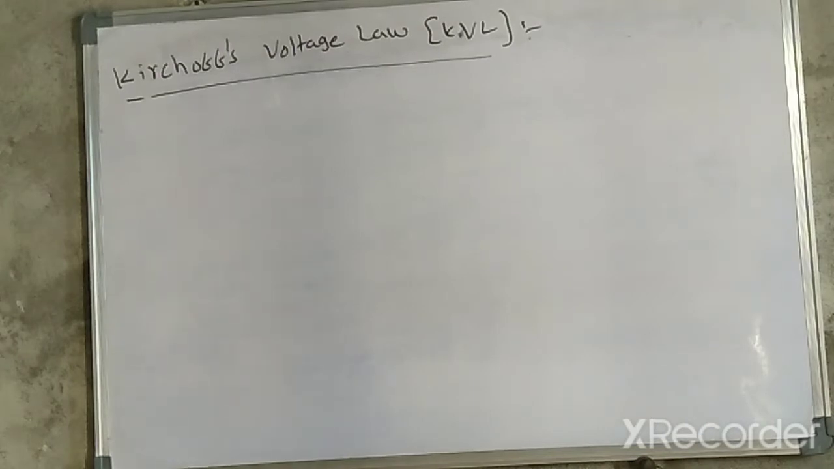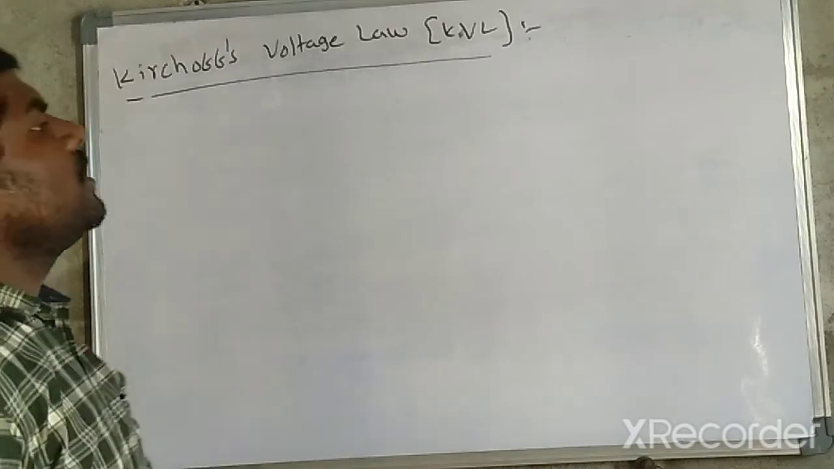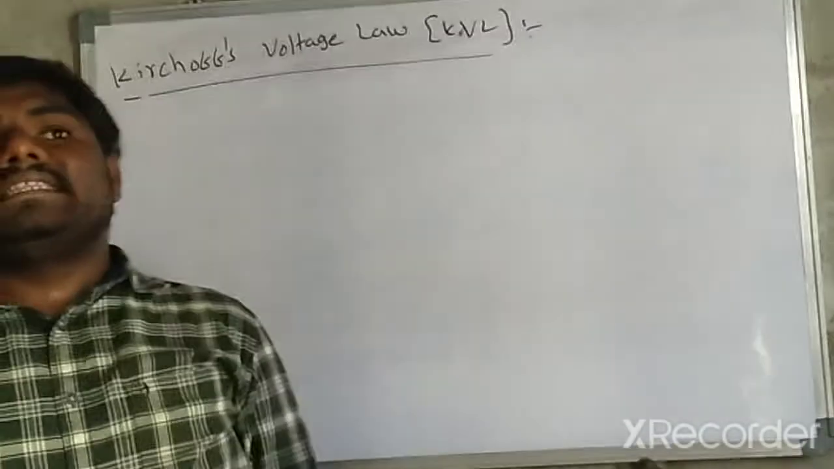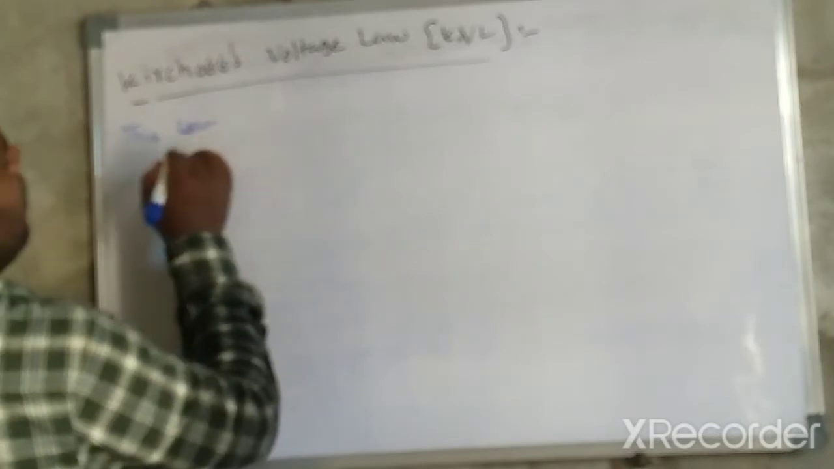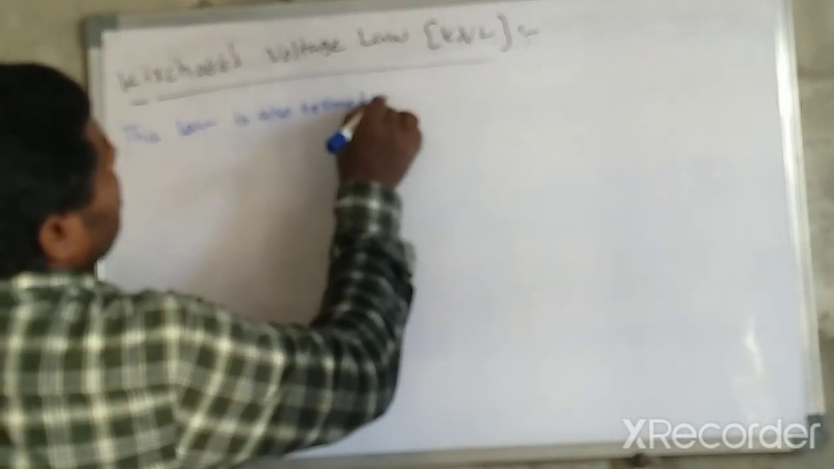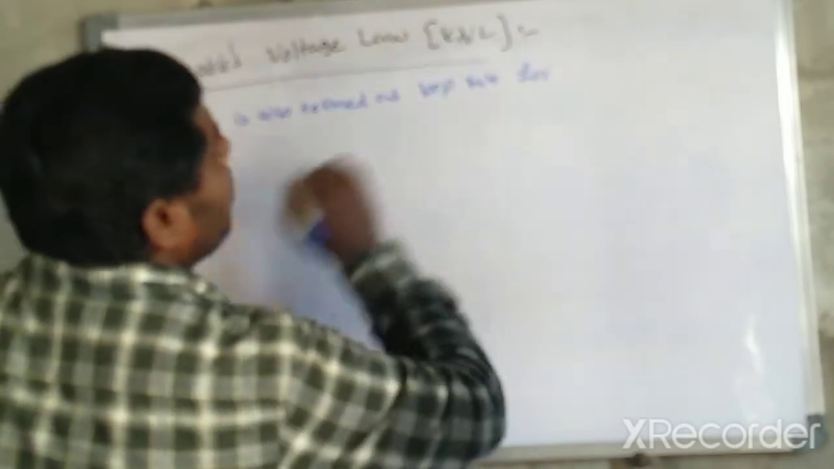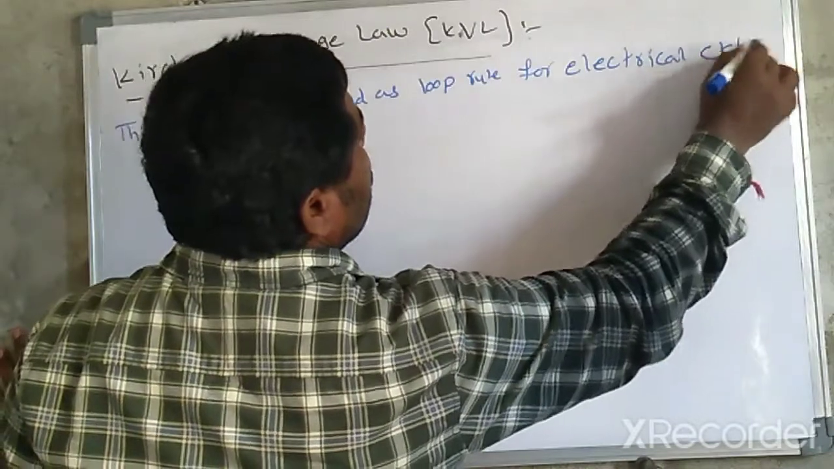Another important law or standard law: Kirchhoff voltage law, abbreviated as KVL rule. Kirchhoff voltage law is also termed as the loop rule for electrical circuits.